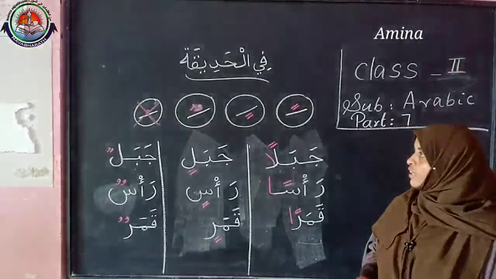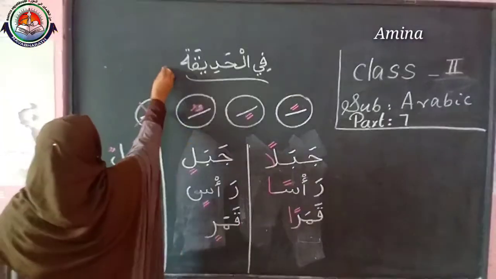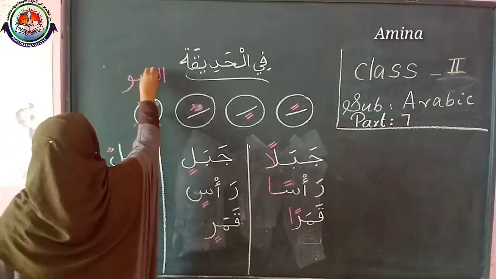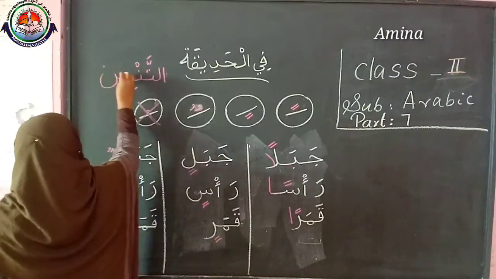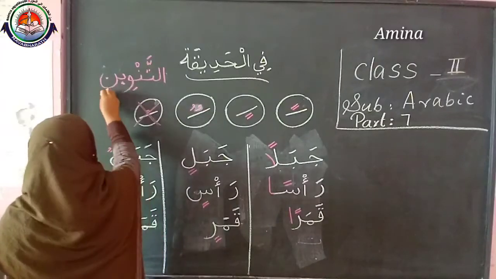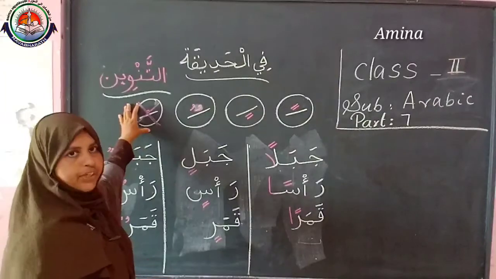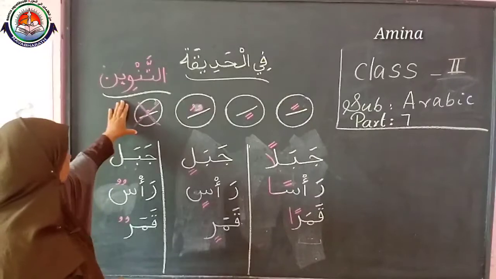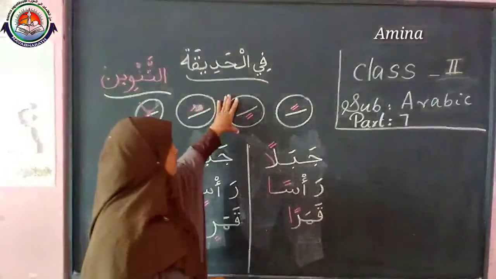In Fil Hadiqa we learned about tanween. Today we learned about tanween. We have to write the heading at-tanween. This is our heading. We don't have sukun here. Double damma will be there and double kasra will be there.